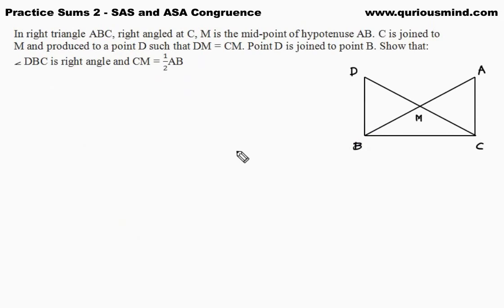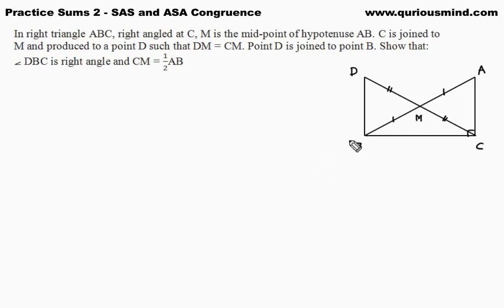In right angle triangle ABC, right angled at C, M is the midpoint of hypotenuse AB. C is joined to M and produced to point D such that DM is equal to CM. Point D is then joined to point B. We have to show that angle DBC is a right angle and CM is half AB. So what is given? Given is this is equal to this and this is right angle, and also given is this is equal to this.